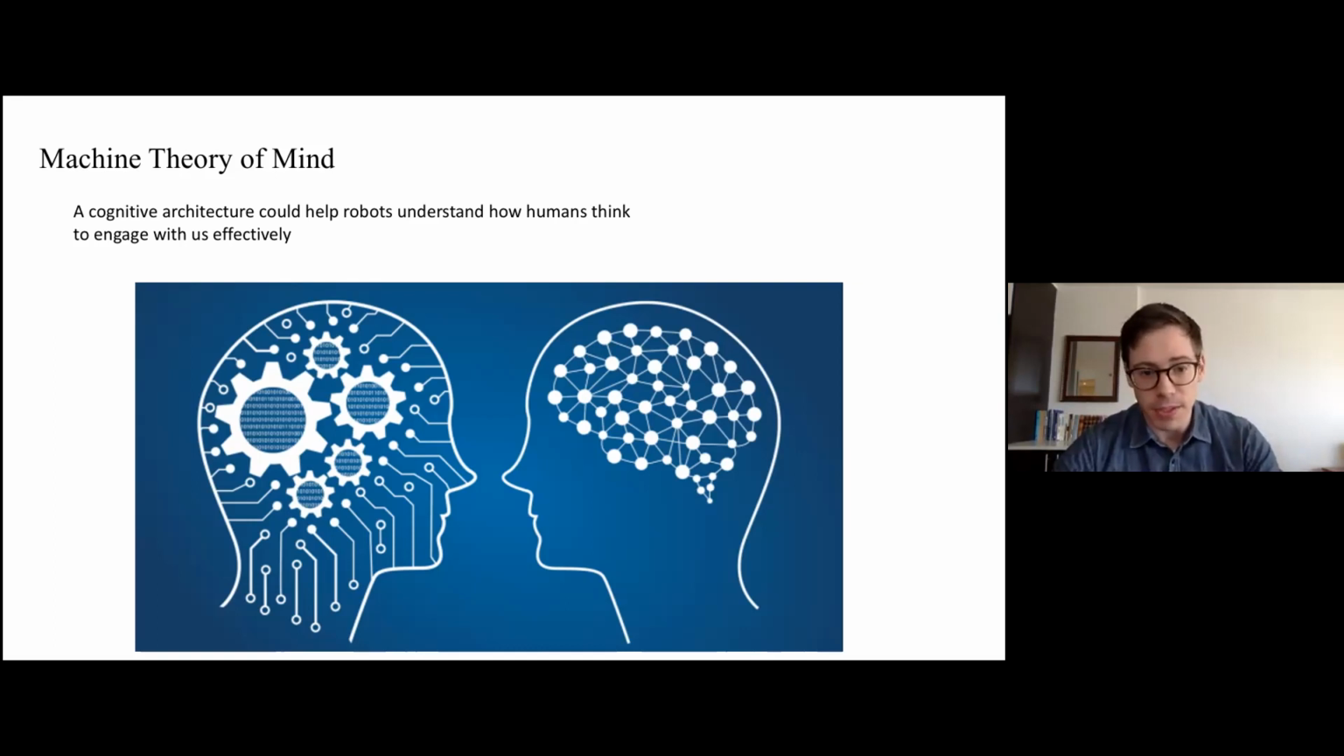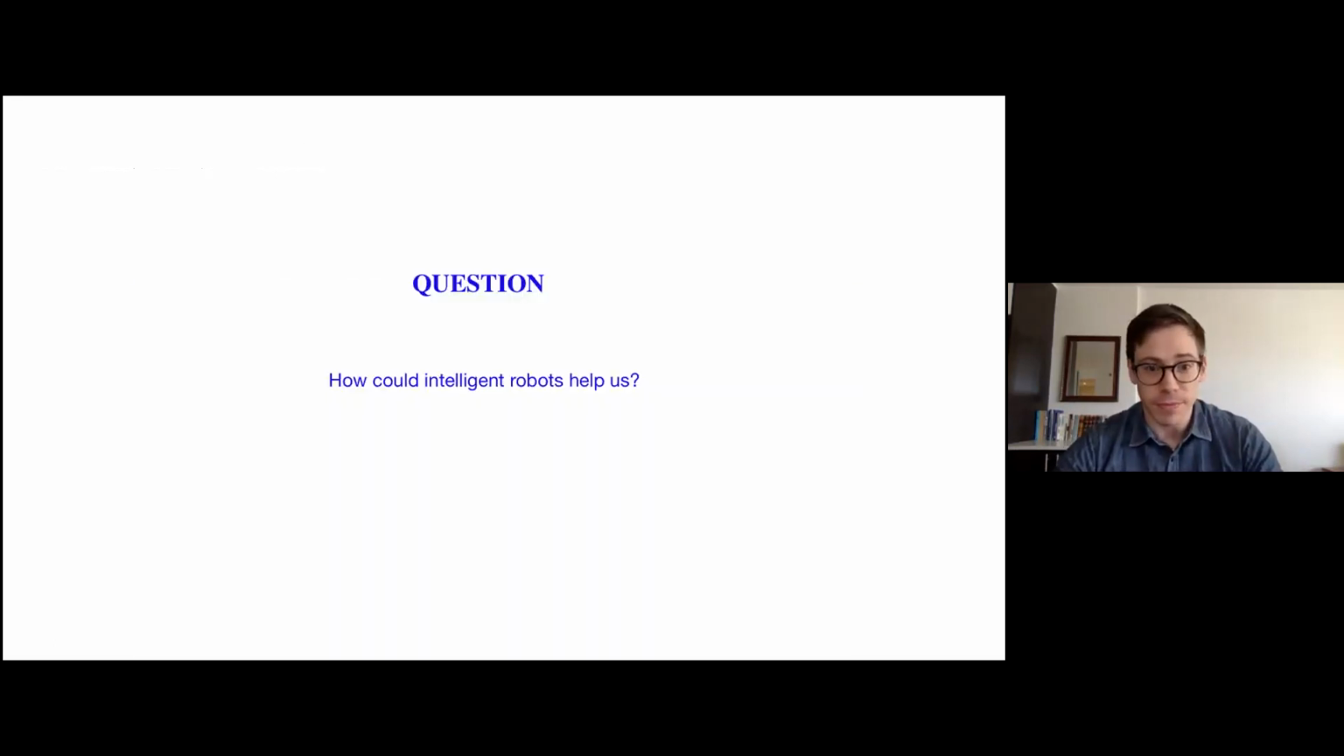So let's pause there. I want to know, are there any useful ways that people can think of that machines that understand how we think a little bit can be useful to us? How could intelligent robots help us? Robots that understand how we think, how could they be helpful to us? Just kind of put it into the chat there. What are useful ways that robots can help us?